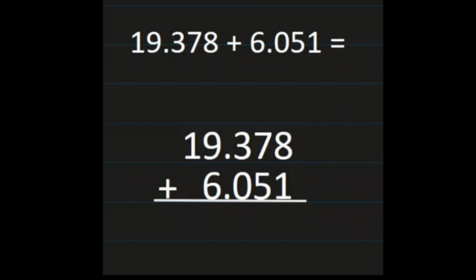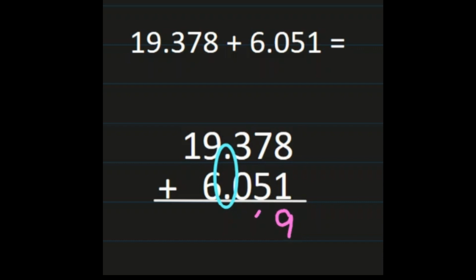The only rule you need to remember when adding numbers with decimals in them is to line up the decimal. So if I'm looking at 19 and 378 thousandths and 6 and 51 thousandths, then I'm going to rewrite the problem, stacking the numbers up vertically and lining up the decimal. This keeps my digits lined up, so the ones are lined up, the tens, and everything behind the decimal as well with your tenths, hundredths, and thousandths. And then you're going to add just like you did with whole numbers.